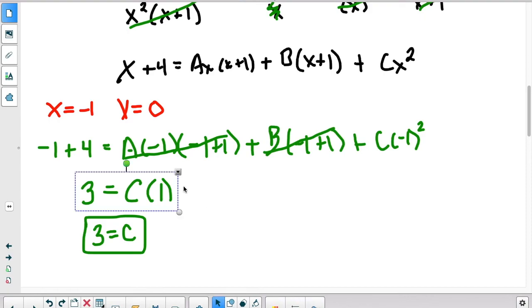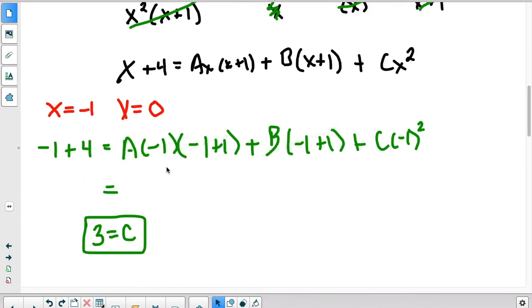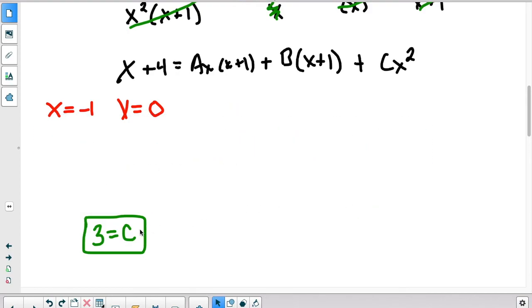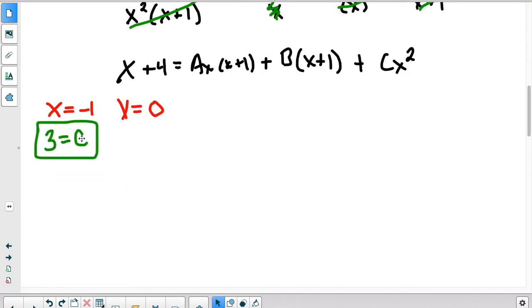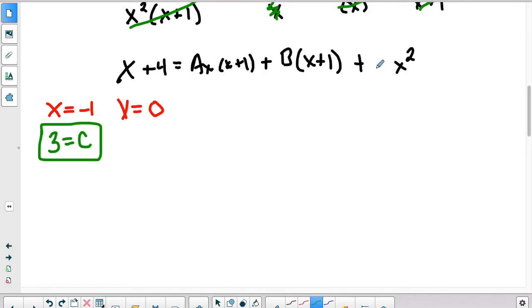So again, I'm going to erase everything else just so I have more room to work with. I'm going to leave this here. So when we plugged in -1, we found 3 is equal to c. So I'll come back up here and plug in 3 for c.